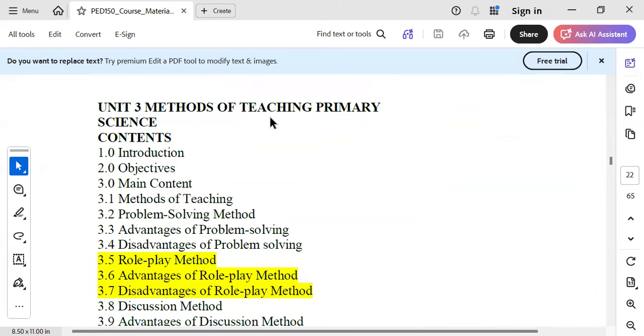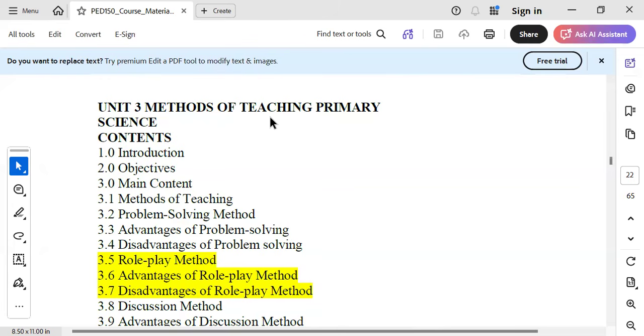So every concept you learned from this course, they may be applicable to other subjects, but on a serious note, they are approaches which we use in teaching primary science. And we started with the methods of teaching. That was what we started with in this unit.